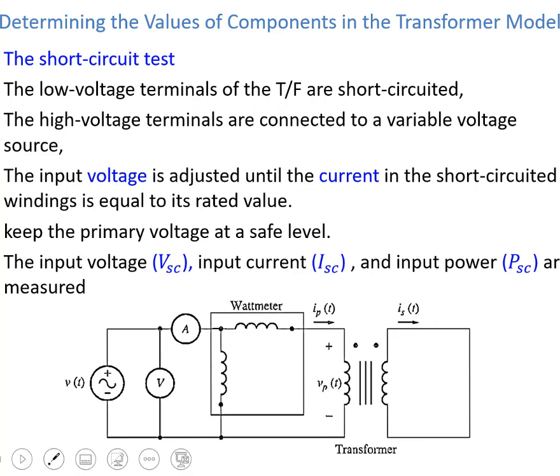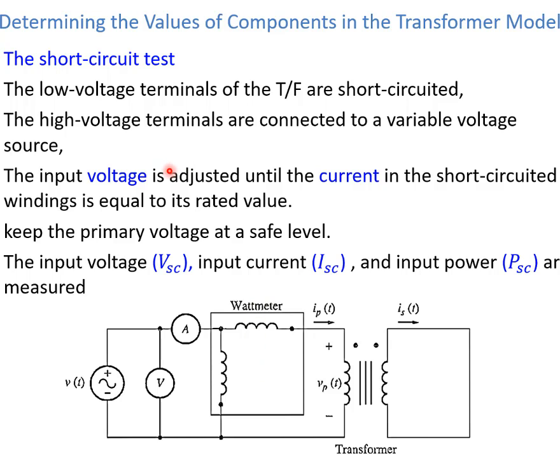So similarly, we will do the short circuit test. The low voltage terminals of the transformer are short circuited. So we will short circuit the low voltage terminals. It is necessary to short circuit the low voltage terminals so that the current flowing on the primary side, the high voltage side, is limited. The high voltage terminals are connected to a variable voltage source. So this is our variable voltage source and the rest of the setup is the same. We have the voltage source, the voltmeter for voltage measurement, the ammeter and the wattmeter.